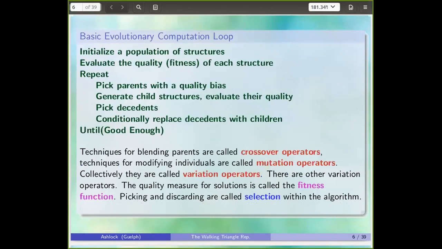Okay, the basic loop is simple. You go get some structures, you find out how good they are, then over and over, you pick parents with that quality bias, you generate children, evaluate their quality, pick individuals that might die, and then replace those individuals with the children if the children are at least as good, until you've got a good enough answer. The techniques for blending parents are called crossover operators. The techniques for modifying individuals are called mutation operators. And collectively, we call those variation operators. They produce variations in the solutions. There are other variation operators. That's something I do research on, but not today. And the quality measures for the solutions are called the fitness function. Picking and discarding are called selection within the algorithm.